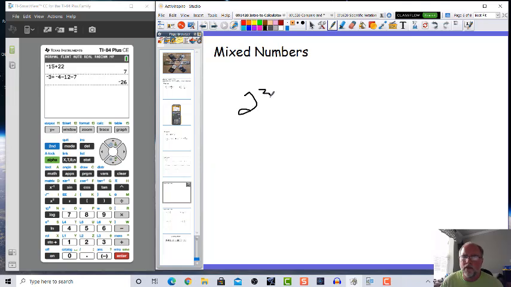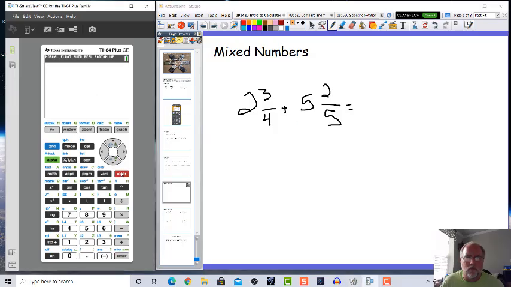2 3/4 plus 5 2/5. Okay, now this calculator, believe it or not, has the capability of typing in this exact problem and coming up with an answer in the format that we want. Okay, so let's see if we can do that. Let me clear off this calculator. We'll clear off the screen, so that's all we have there.